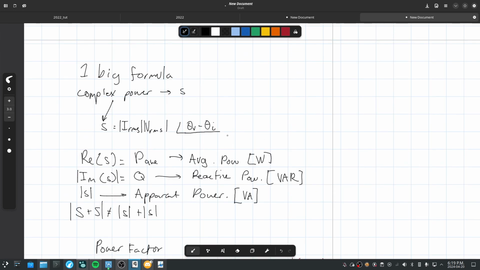The only other thing I can think of is that VRMS is equal to V over root 2, and IRMS is I over root 2.